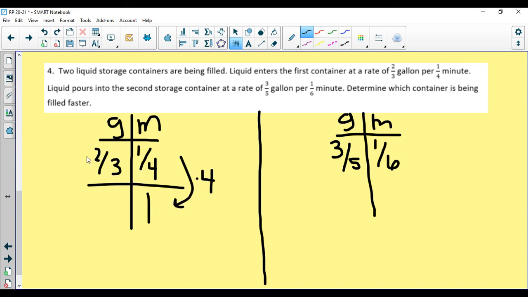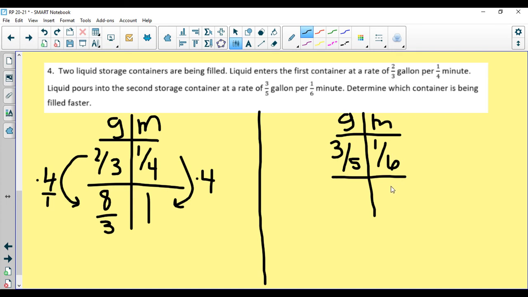So we're going to multiply 2/3 by 4. To write 4 as a fraction, I put it over 1. 4 times 2 is 8. 1 times 3 is 3. So it's 8/3 gallons in 1 minute here.